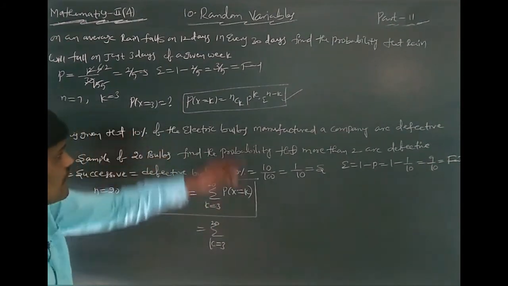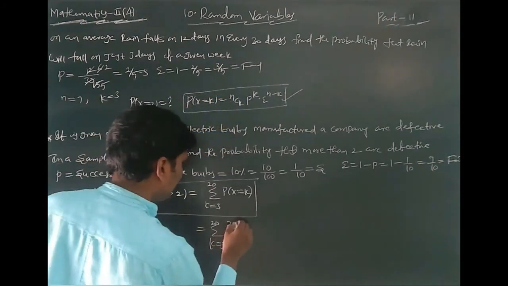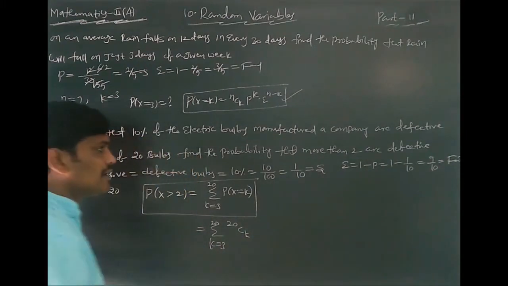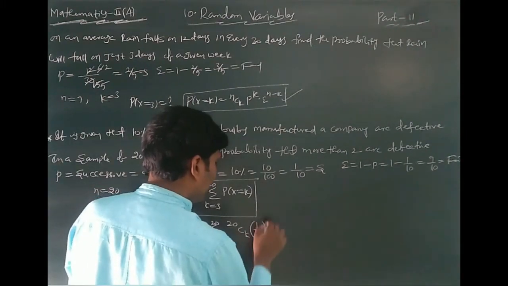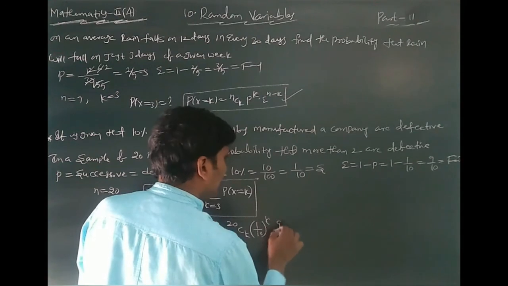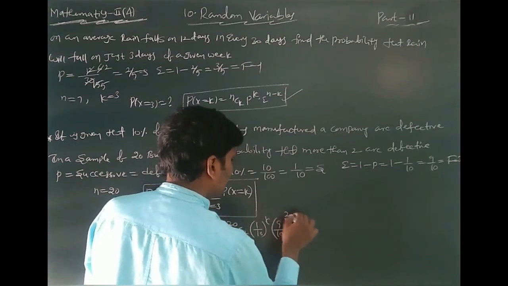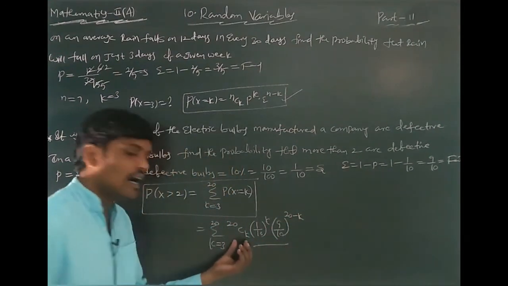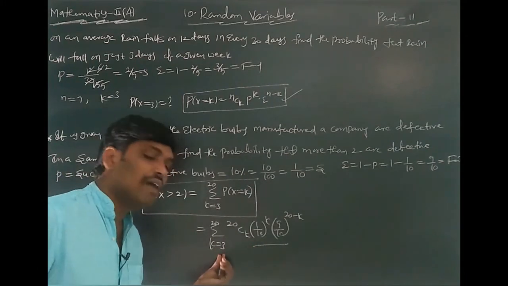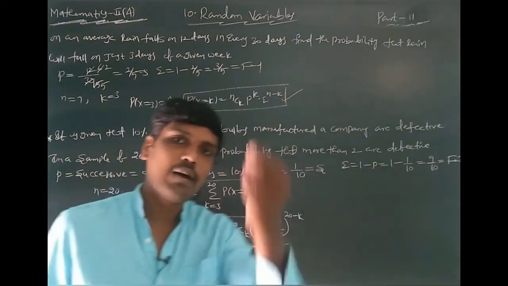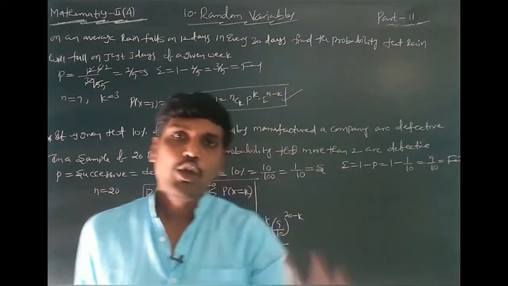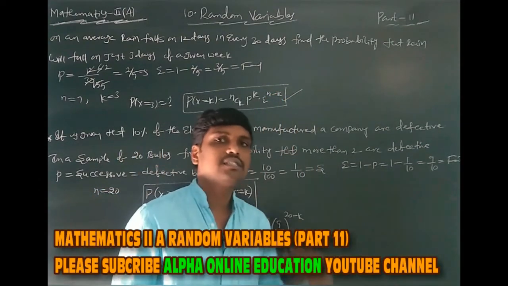In this probability, the summation for k equal to 3 to 20 of P of X equal to k, using the formula, is 20Ck (1/10)^k times (9/10)^(20 minus k). This is the answer, where the k value is 3, 4, 5, up to 20. You can write a lengthy answer, but this is the simplest form.